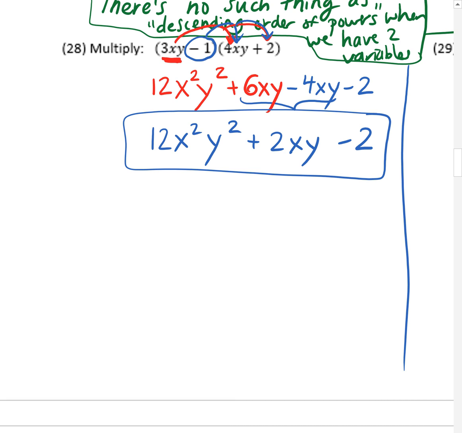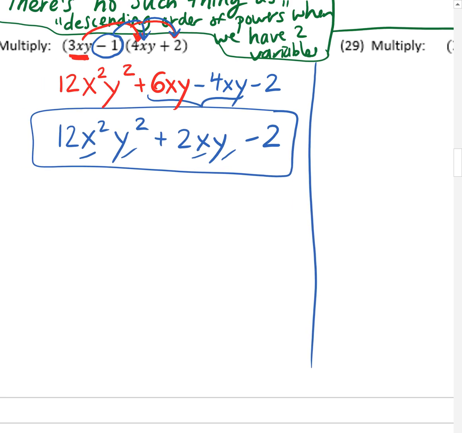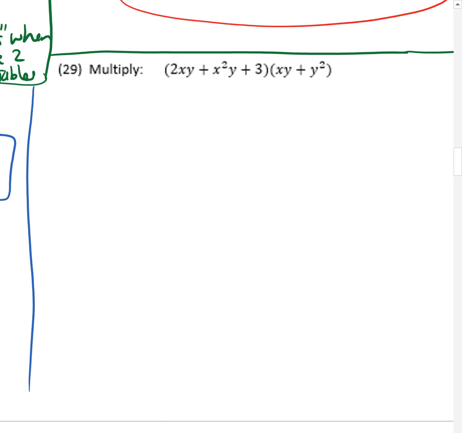I guess that one, it looks like it's in descending order of powers. So some of them, I guess it's clear what descending order of powers is, because you've got x squared, x to the 1. Here, y squared, y to the 1. So it is descending. We got kind of lucky, I guess, that happened. Ooh, this one looks like a doozy. The next one. But let's try it.